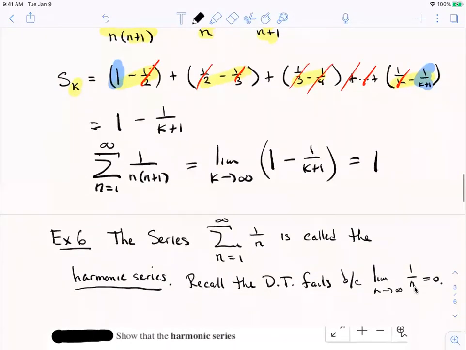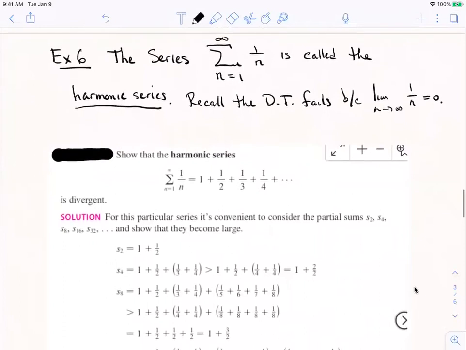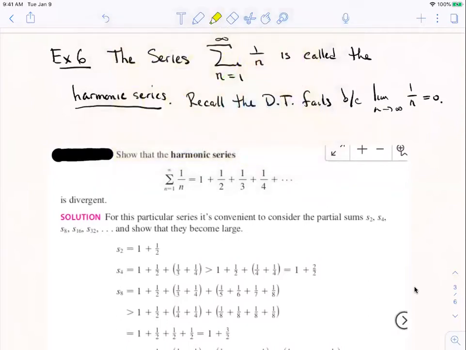Looking at two more examples, and I kind of clipped this one from the book. I'm going to go super fast through it too, so you can pause this if you're getting tired, but let me just try to explain what I'm trying to do here. So we looked at a series, the sum as n goes from 1 to infinity of 1 over n. That series will come up a lot. It's got a name. It's called the harmonic series.